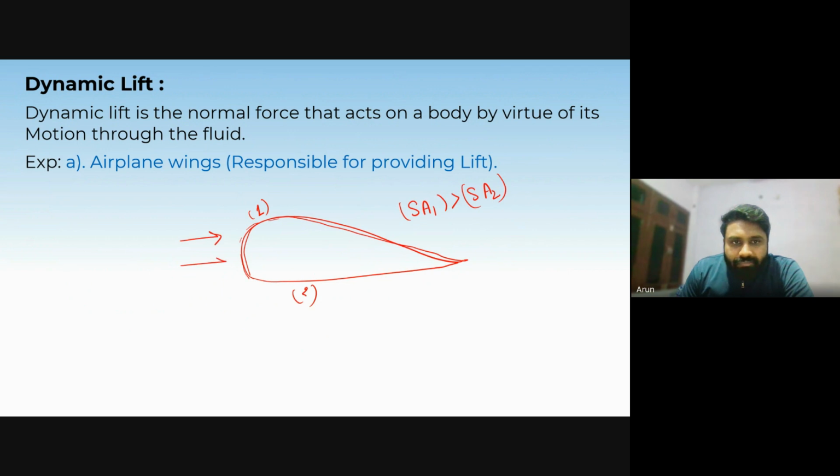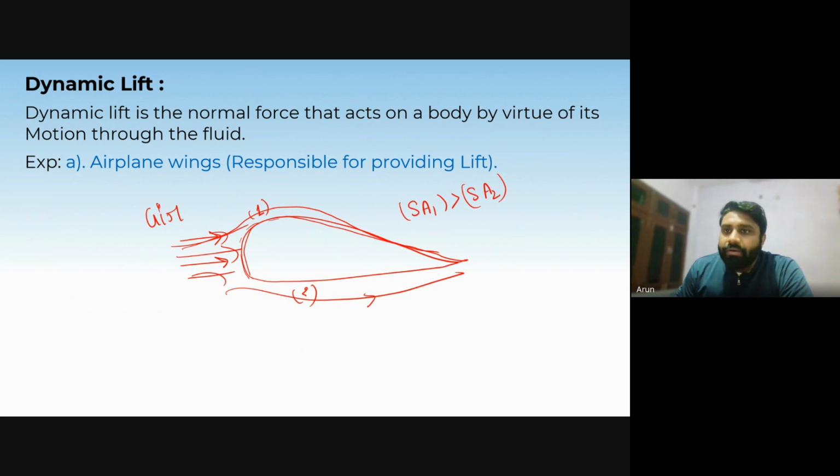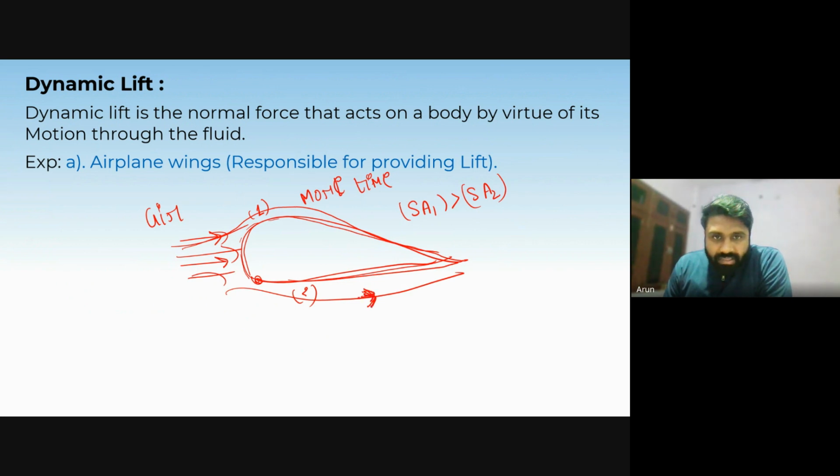So if the fluid is flowing through it, and what is the fluid? Air. The air is flowing on the upper side and the lower side. The upper side air will have to cover more distance than the lower side air, so it will take more time to cover it. Got it? Because it is taking more time. And this side has a lesser surface area, so the air traveling through this surface will take less time and move faster.